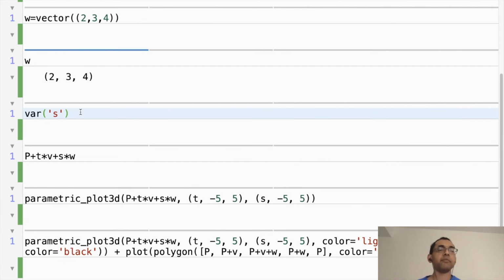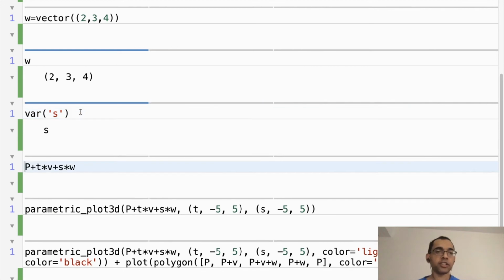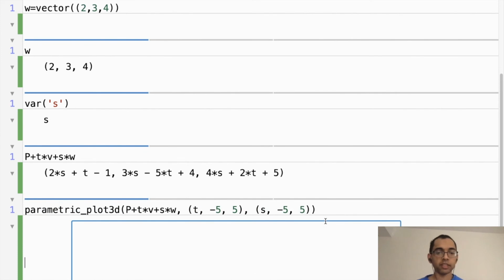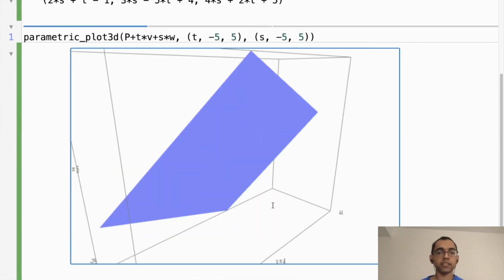Okay, and then for a plane, we need two parameters. We've already got our variable t. We need to introduce another variable, so I'll call it s. And now here's the parametric form of the equation of the plane. It's P plus t times v plus s times w. We've got two parameters, and when I hit Shift-Enter, this is the equation in terms of x, y, and z coordinates. And so then we throw that into the parametric plot 3D function. Let's see what that gives us. Okay, so it gives us this plane.